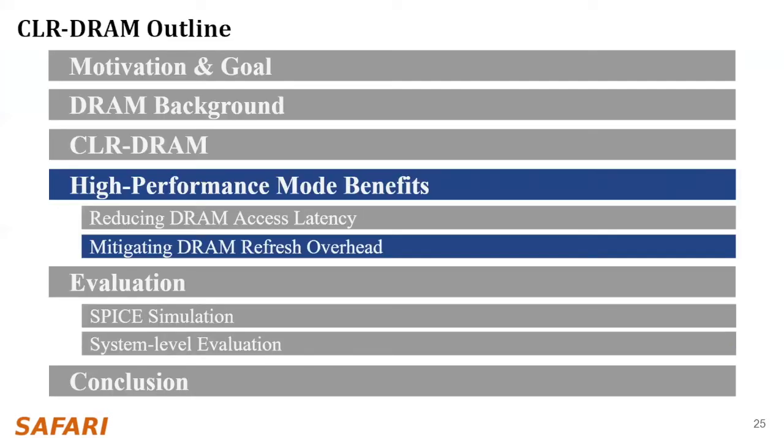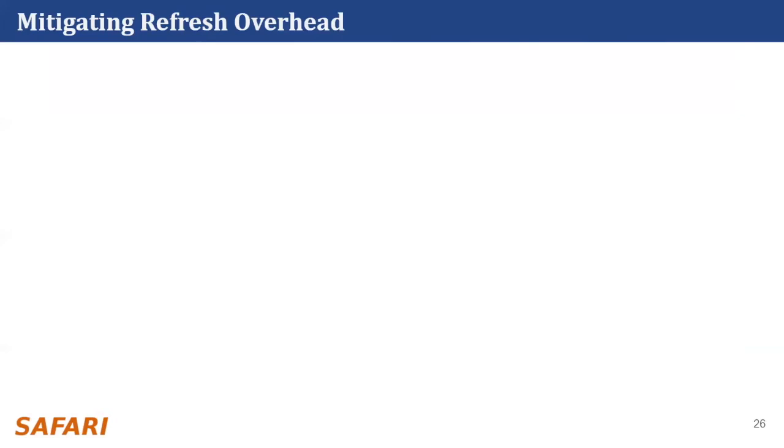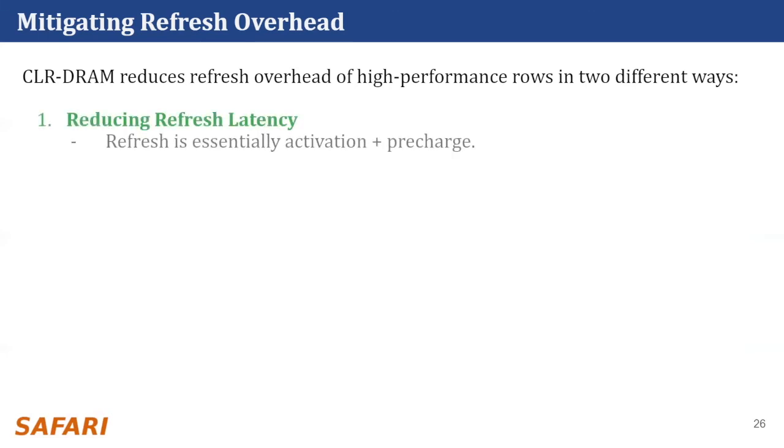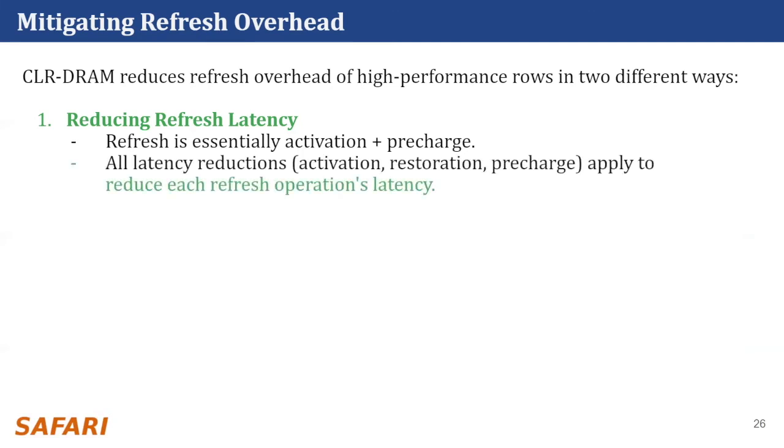Now, let me explain how CLR-DRAM mitigates DRAM refresh overhead in high-performance mode. CLR-DRAM reduces DRAM refresh overhead of high-performance mode rows in two different ways. First, it reduces the latency of a refresh operation. This is because refreshing a row is essentially restoring charge level back to the cells and then performing pre-charge to close the row. The activation, restoration, and pre-charge latency reductions also apply to reduce the latency of refreshing a DRAM row.